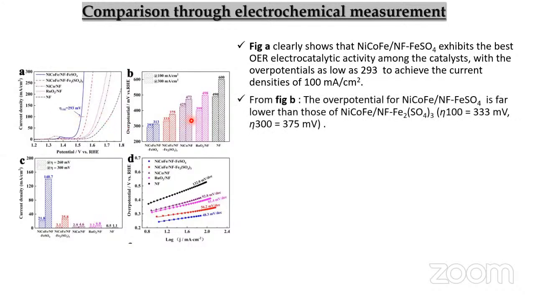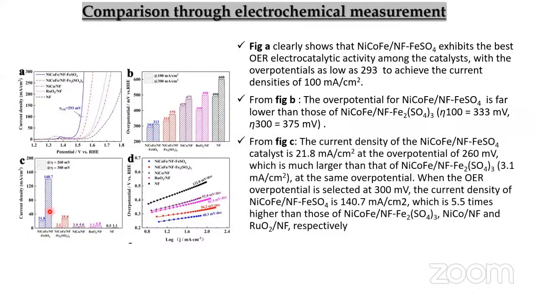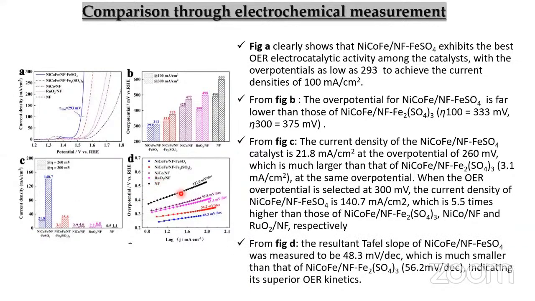Also, the overpotential and the current density value also favor the Fe2 precursor as the most effective in this scenario. Here in figure C, this also represents that Fe2 is the highly favored precursor. And finally, figure D is the Tafel slope of NiCo-Fe-NF-FeSO4. If we use FeSO4 as a precursor, then the Tafel slope is the lowest. This line is for Fe2 as a precursor, and this line is for Fe3 as a precursor.